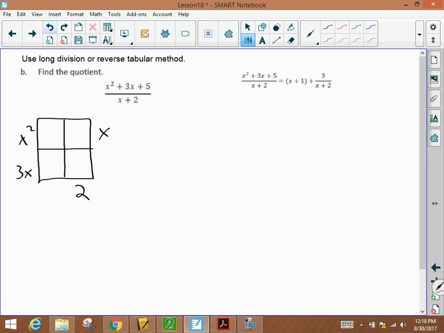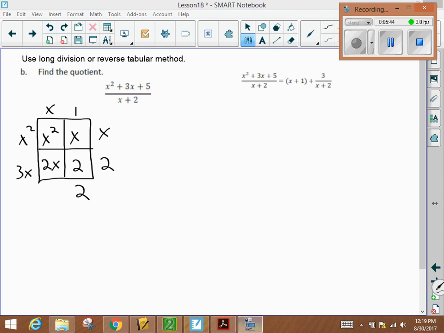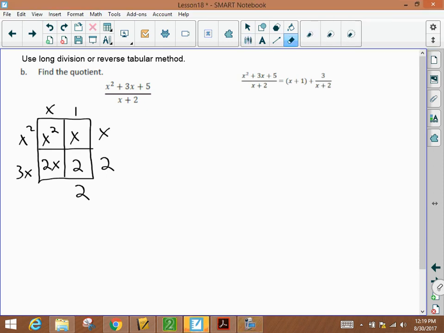And then my divisor will go here. I know that x squared goes there. X times x is x squared. And then I multiply this out. X times 2 is 2x. What did I need to multiply to 2x to get 3x? Why, that was x. And then what do I need to multiply times x to get x? That's 1. 1 times 2 is 2. Okay, I made a typo. That should be fine.